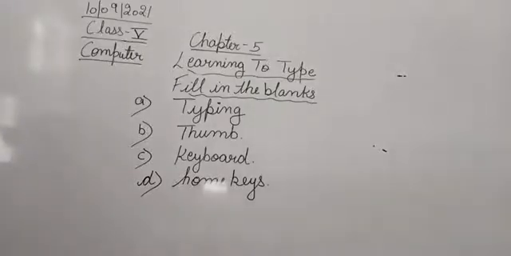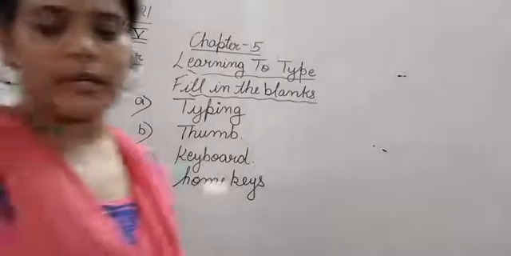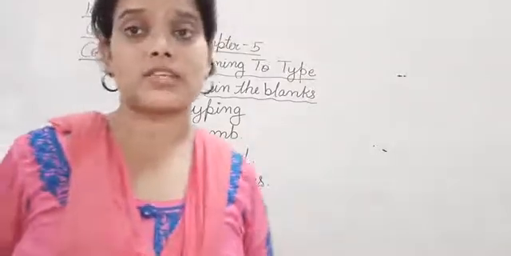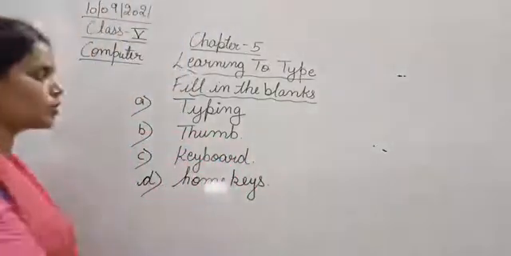Moving next to the third one, write T for true and F for false statement. So now we are beginning with the true false.